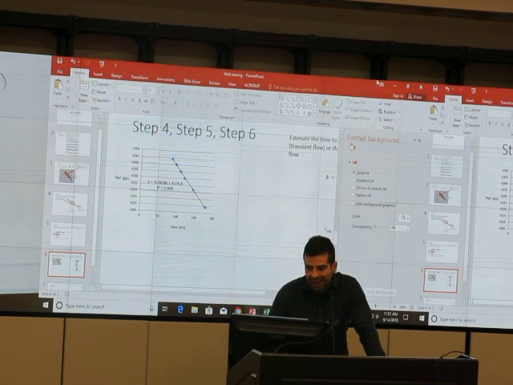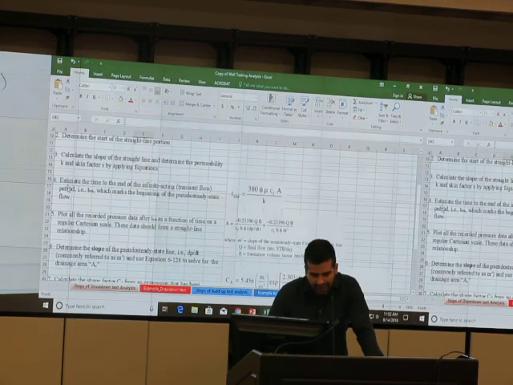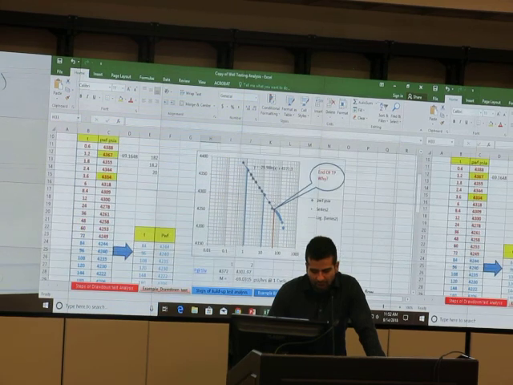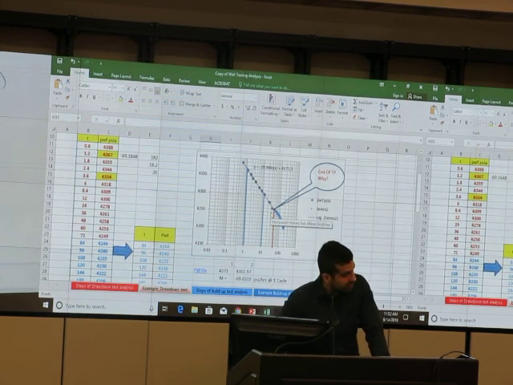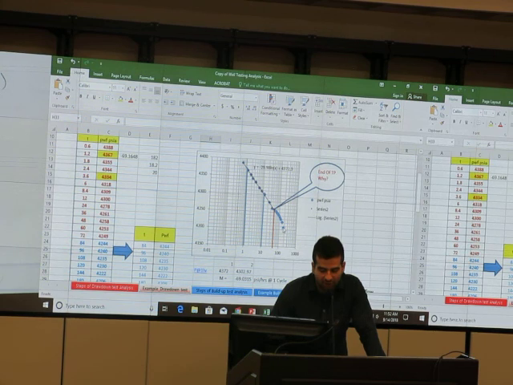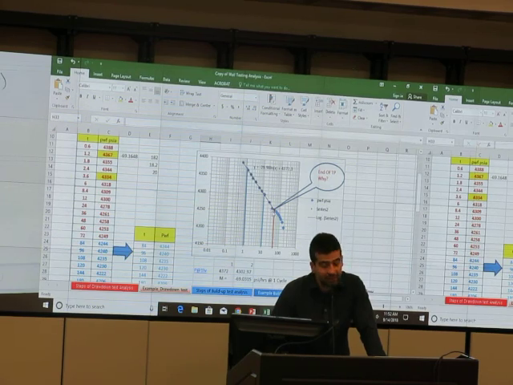Okay, so you are asked steps 4, 5 and 6. You are asked to estimate the time that the transient flow ends. Obviously you thought about it this way, but you want it to be accurate. In order to have it accurate, get the slope of all these points that you suspect are in the transient zone.